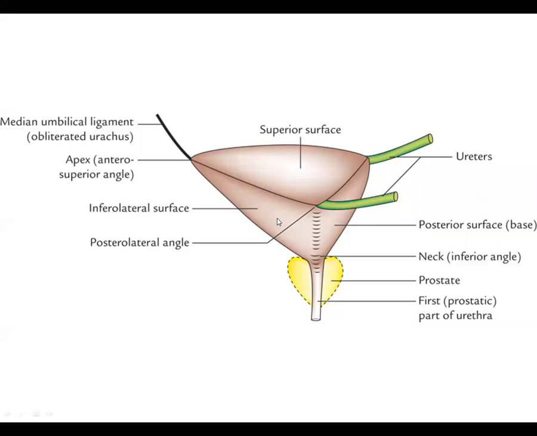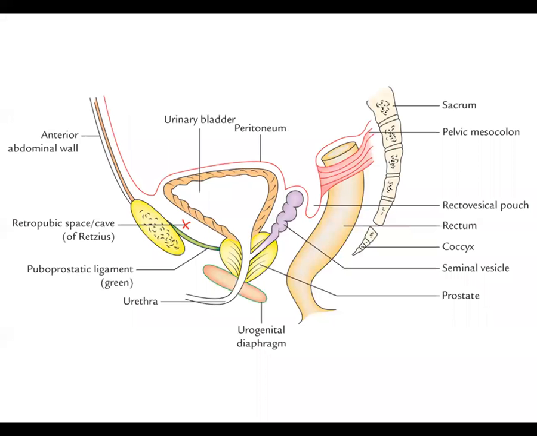Then next we will see what is the relation of the urinary bladder. So this is the sagittal section of the male pelvis. So in front, this is the pubis symphysis. Behind that, there is a urinary bladder, and behind this urinary bladder, there is rectum in case of males, and at the neck you can see this is the prostate. So this is a male pelvis with a sagittal section. So as you can see, it is nearly 3 to 4 centimeters behind this pubis symphysis.